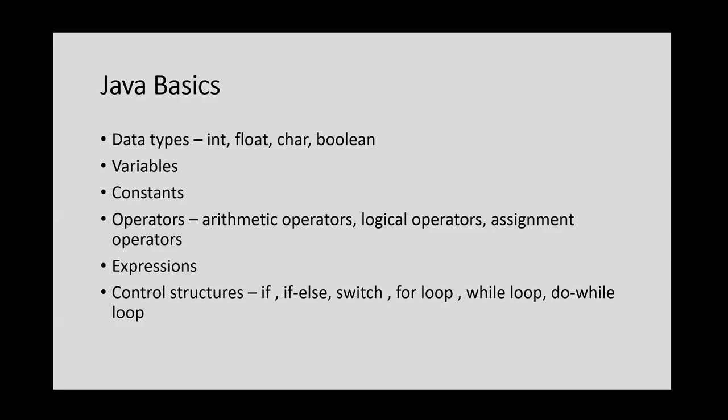The next thing is about operators. Java provides many different operators, about 8 types. If you want, you can go through these concepts before getting into this course, the core DSA in Java. So operators: arithmetic operator, logical operator, assignment operator. Then we have expressions. Then control structures like if else, switch, for loop, while loop, do while loop, everything.